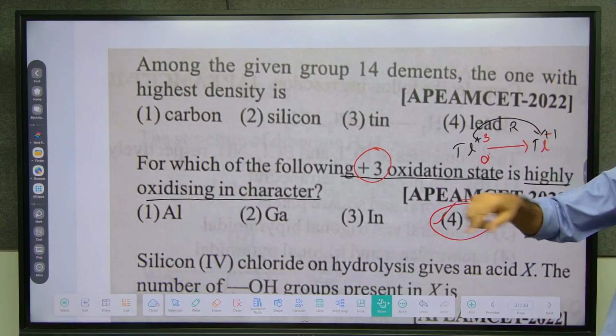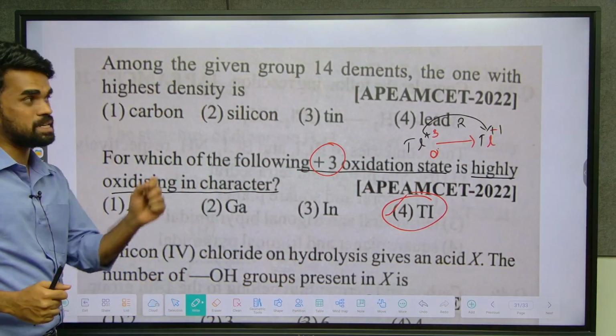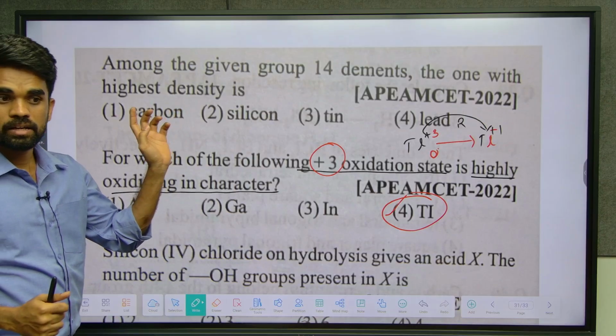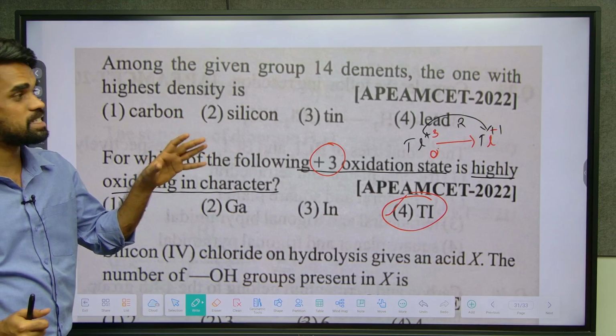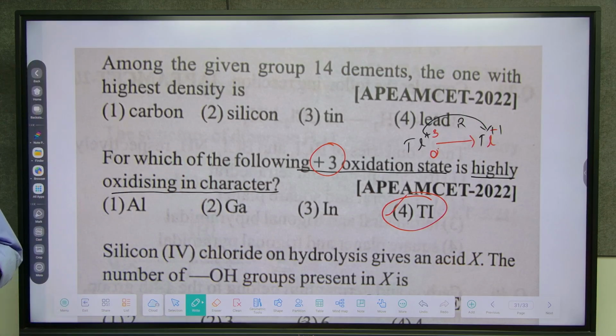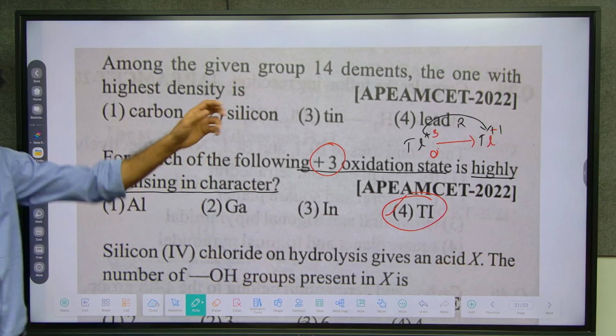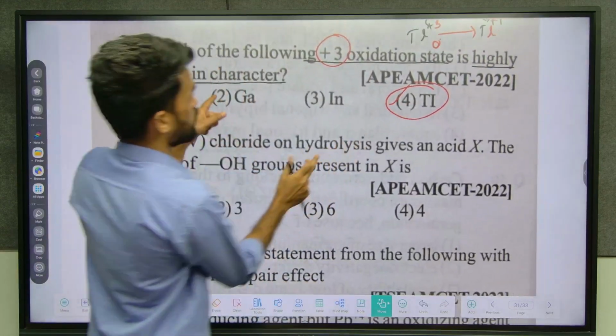Atomic density down the group for 14th group elements. 14th group elements density down the group. Density increases. So which is highest? Increases. Density what happens? Increases. So which is our answer? Lead. Next. This one we did morning only.